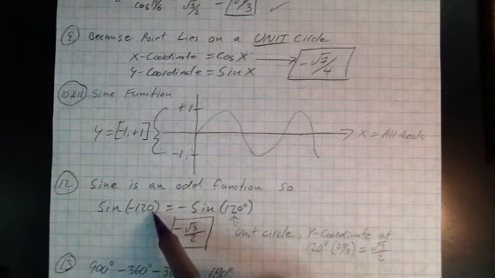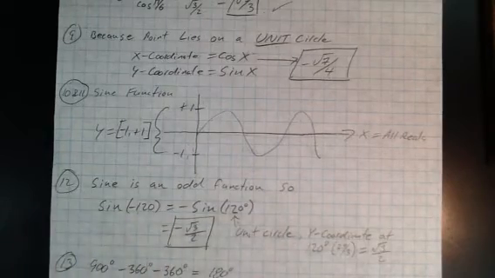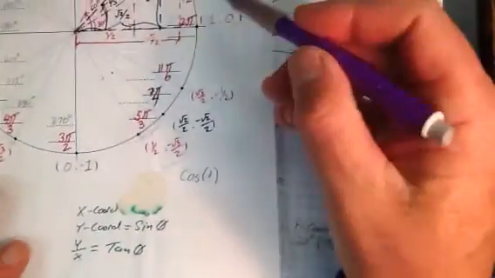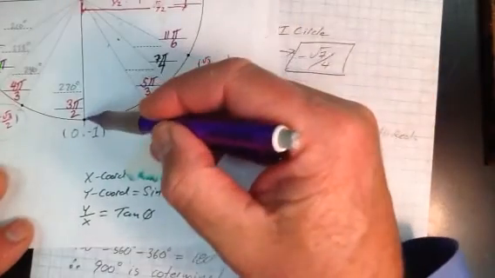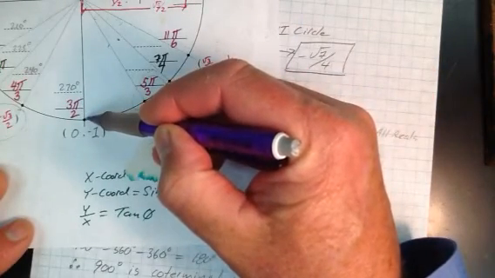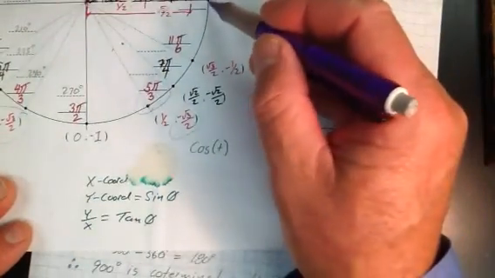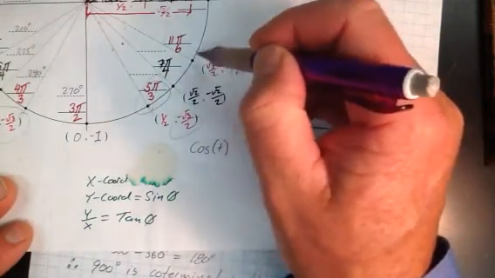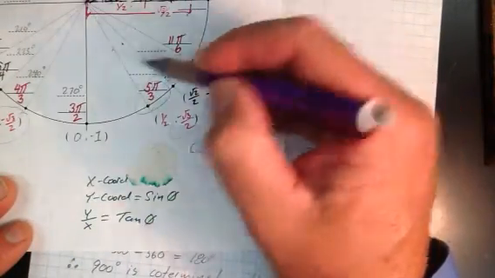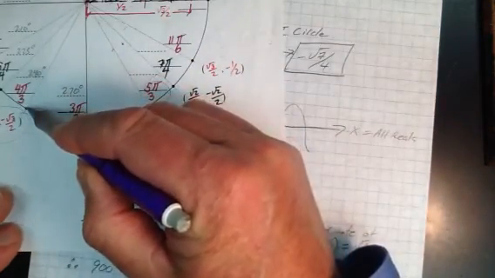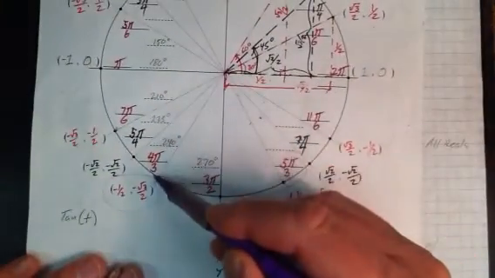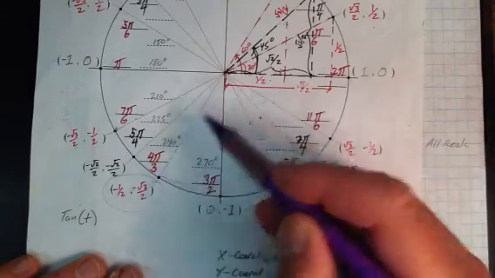If you wanted to, you could go negative 120 degrees. Let's see, there's 90. It's 210. Okay, negative 120. Yeah, right here. And look up the sine. That'll work also.